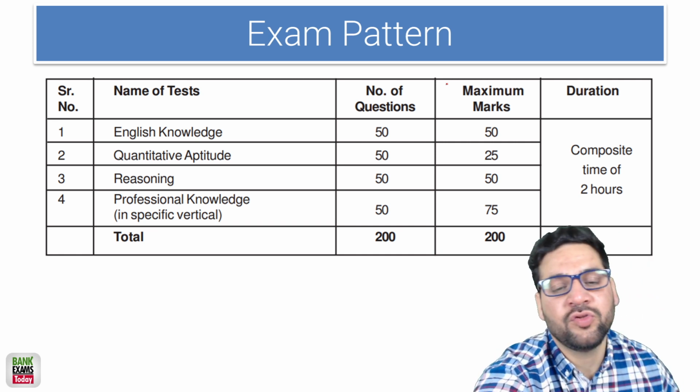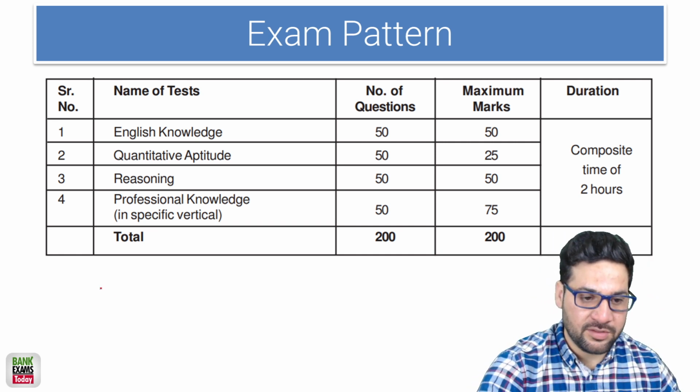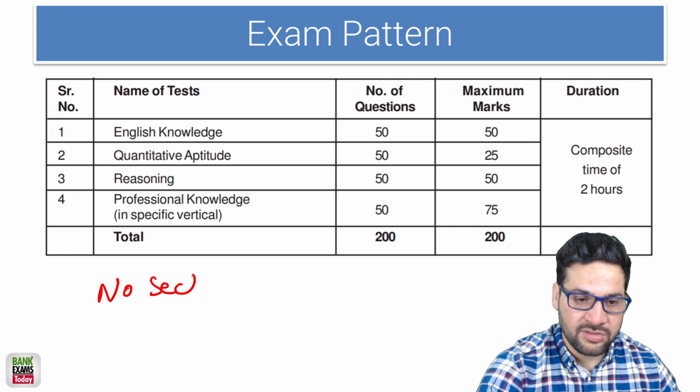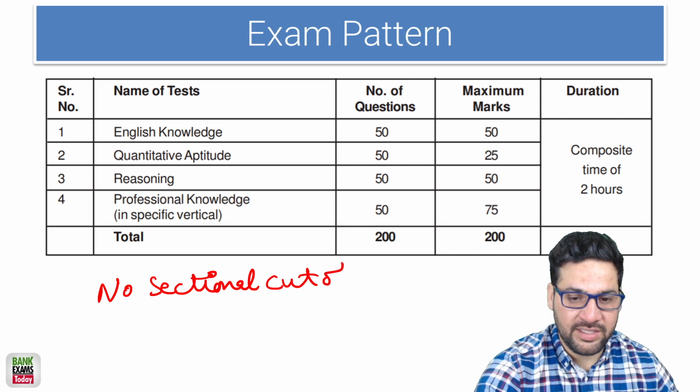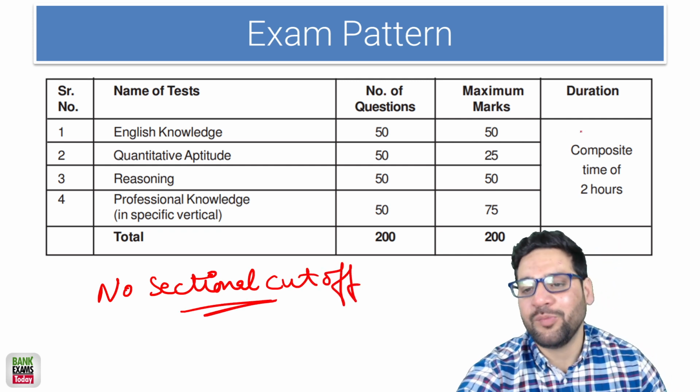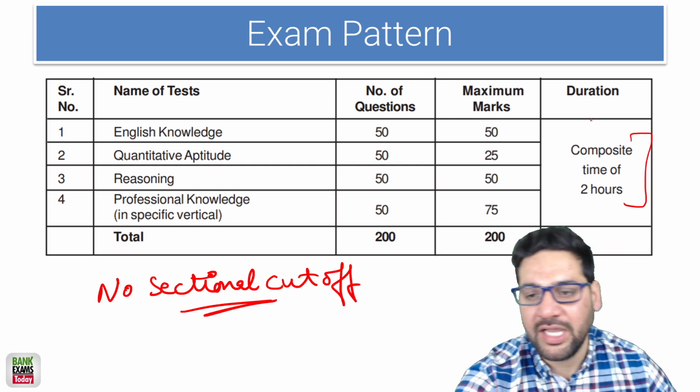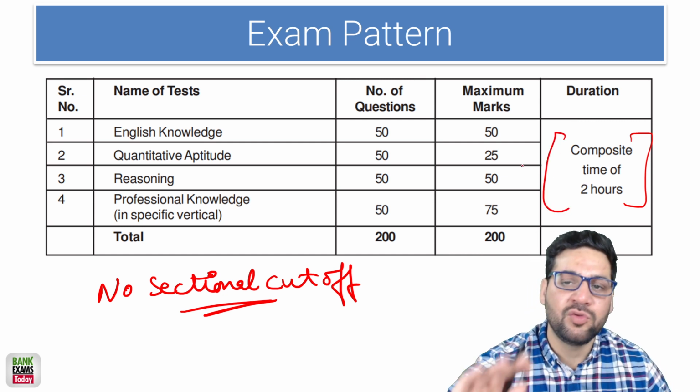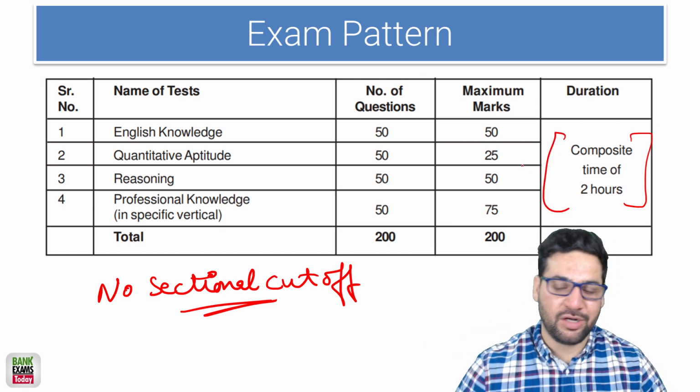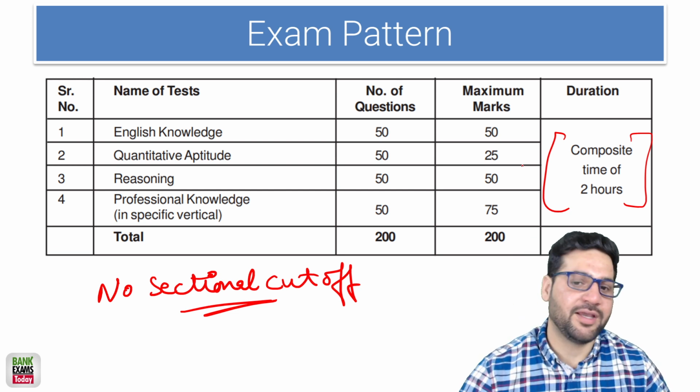So there is no sectional cutoff. Question number 1, is there any sectional cutoff? There is no sectional cutoff. The time allotment is 2 hours, a composite time of 2 hours. There is no sectional timing, no sectional cutoff, although there is negative marking.